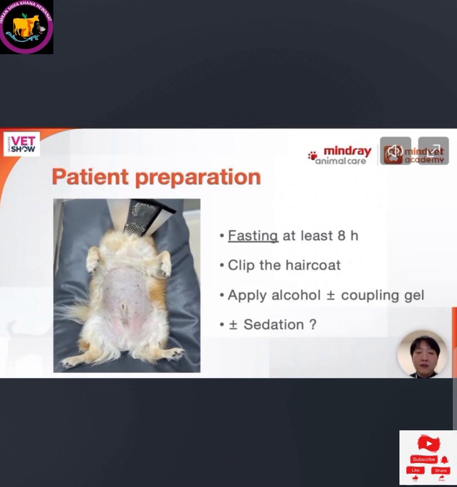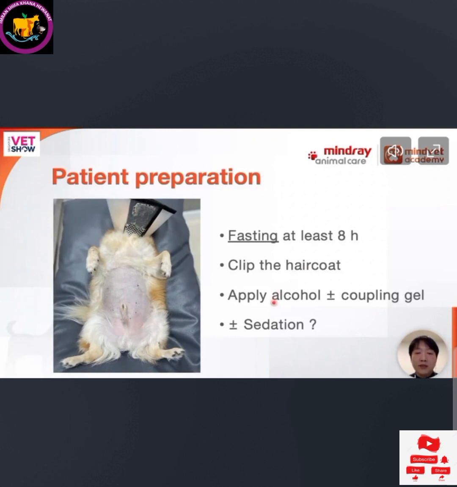Patient preparation is also important for ultrasound examination. This can help to create an optimal image as well as reduce the incidence of artifacts. First, patients should be fasted for at least 8 hours to minimize interference from gastric content, particularly when imaging the gastrointestinal tract and cranial abdomen. The hair coat must be clipped and the skin should be prepared with alcohol and or acoustic gel.